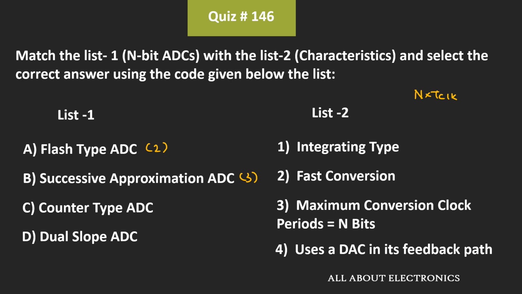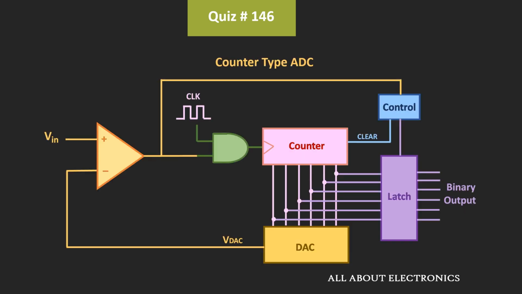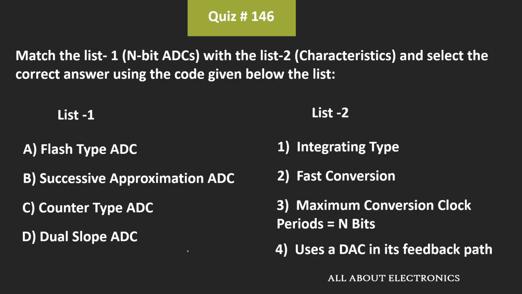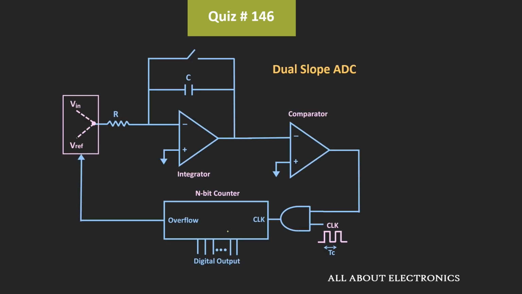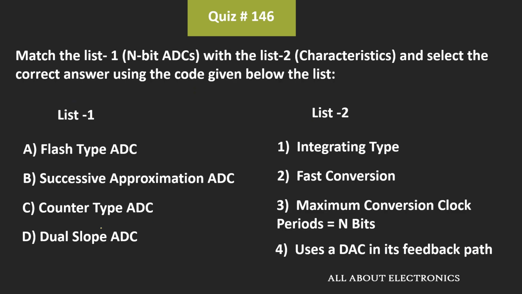Now if we talk about the counter type ADC, then it uses the DAC in the feedback path. And in fact, we have already seen that when we discussed the counter type ADC on our main channel. Then if we talk about the dual slope ADC, then it is the integrating type, and that is evident from its block diagram. That means for the counter type ADC, this option 4 is the correct one, while for the dual slope ADC, option 1 is the correct one.